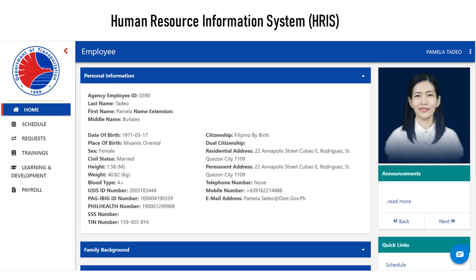This is the dashboard. We have the personal information per employee. This is mine. And we have our schedule, meaning our daily time record. We have our requests for anything, like filing of leave of absences. We also have a record of the training courses taken by each employee. And we have our learning and development record and the payroll. This is still under construction, so the latter two are still being developed.